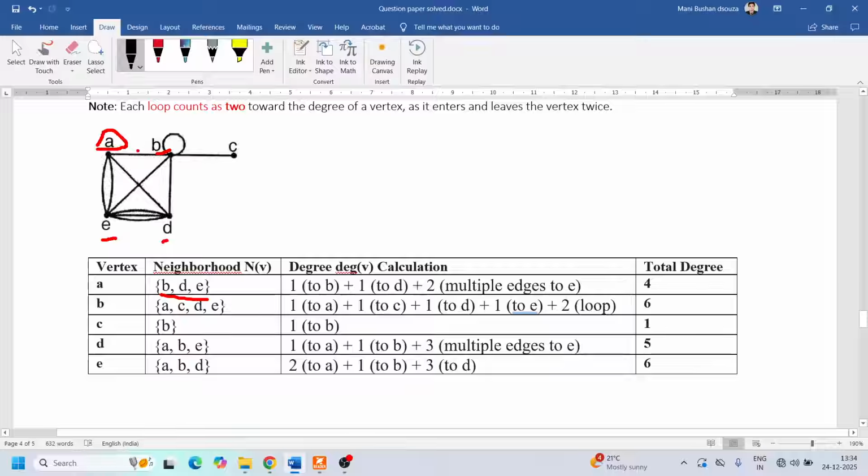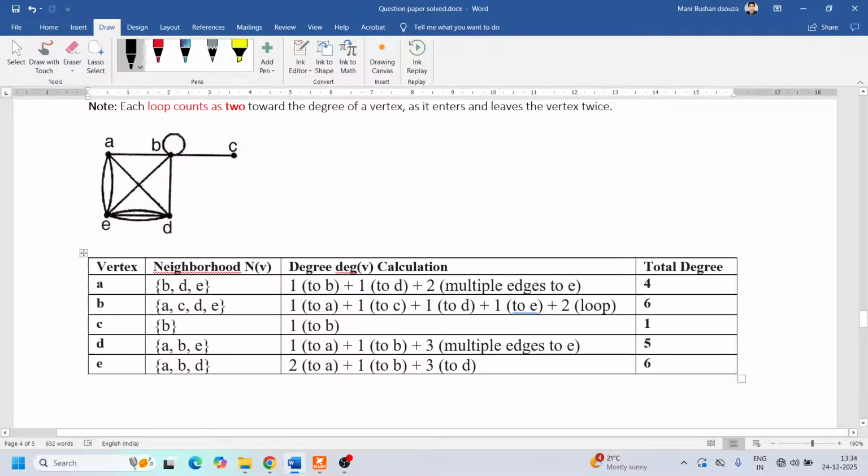From A to B, the degree is 1. From A to D, degree is 1. From A to E, there is a loop here. So a loop is considered as degree 2. So there are multiple edges, so it is considered as 2. So what is the total degree? Total degree of A is 4.